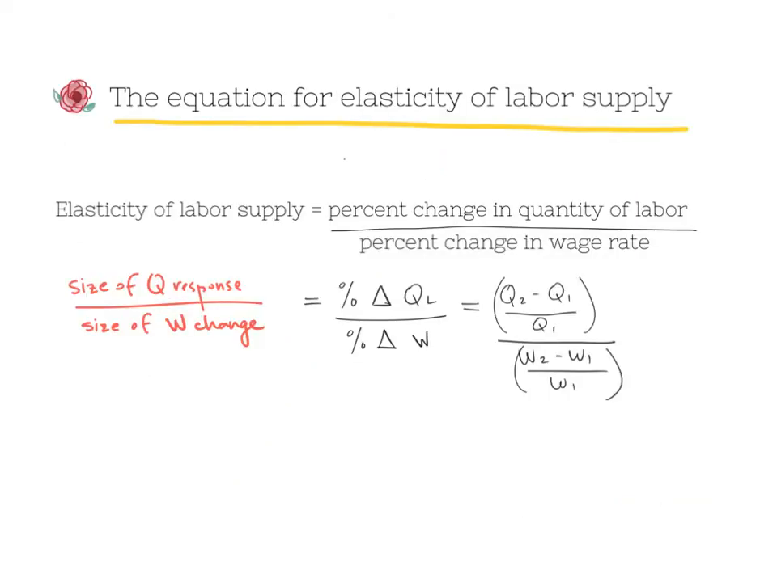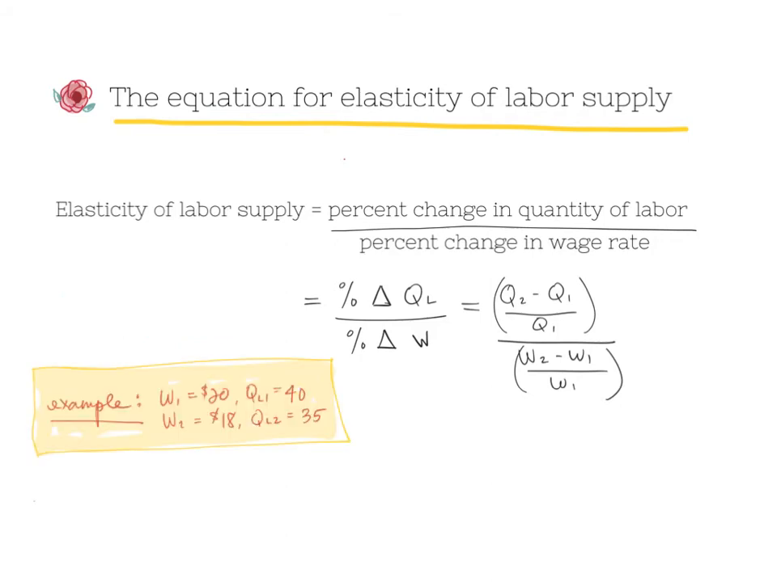And your equation for elasticity of labor supply is basically you're looking for the size of the quantity response compared to the size of the wage change. So it's the percent change in quantity of labor divided by percent change in wage rate. It should be obvious why we don't use the raw numbers, because you want to compare apples to apples. So you want to get it into percent changes. So percent change quantity of labor divided by percent change in wage. Quantity goes on top. If you don't remember how to do percent change, it's just the change over the base for whatever variable you're looking at.